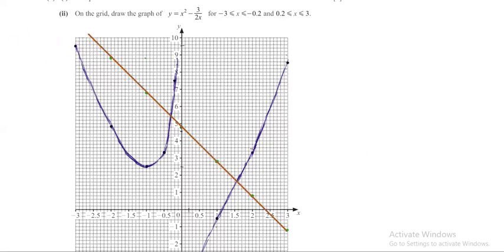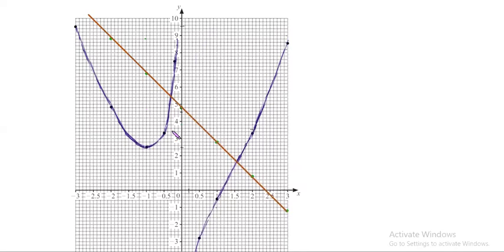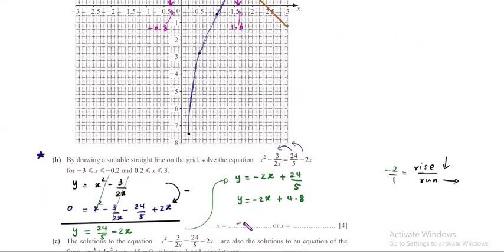Now, once we draw this, to solve this we need to find the values of x. This line intersects the graph at 2 points. One is this point. And then this is the other point that I have here. I'm going to find the values for this. So this is going to be minus 0.3. And this is 1.6. So the two values are minus 0.3 and 1.6. These two are the values of x that we have.